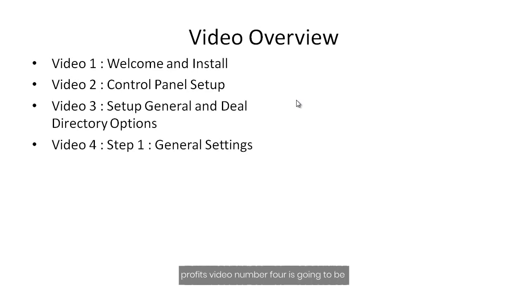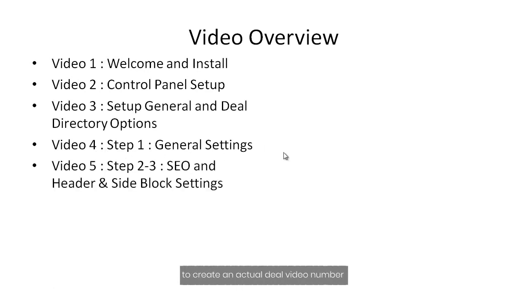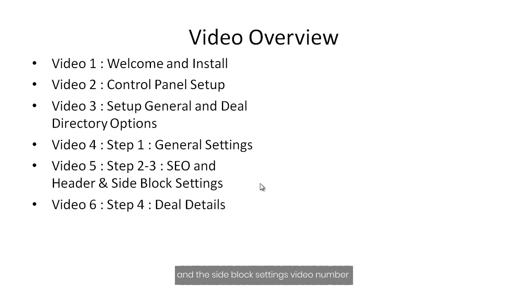Video number 4 is going to be step number 1, which is the general settings. So at this point, we are going to create an actual deal. Video number 5 will be step number 2 to step number 3, and that will show you the search engine optimization settings along with the header options and the side block settings.